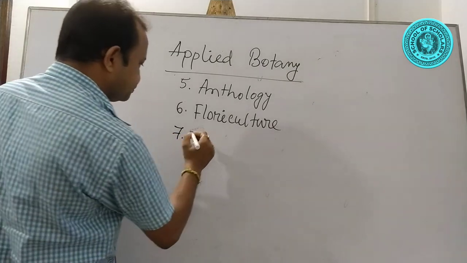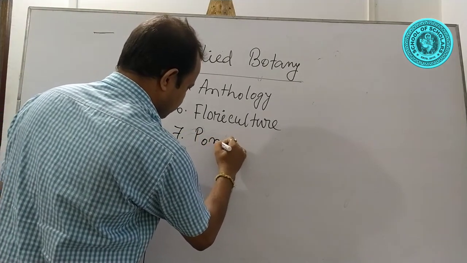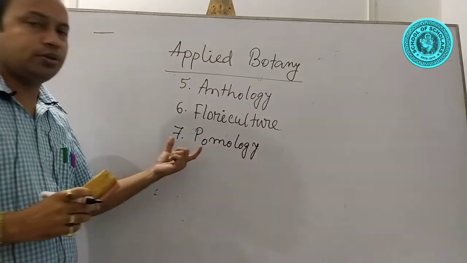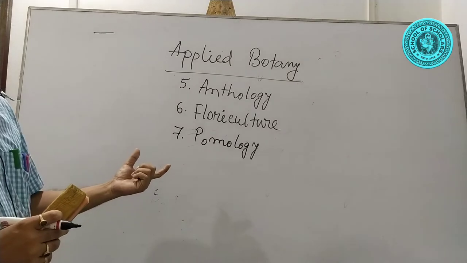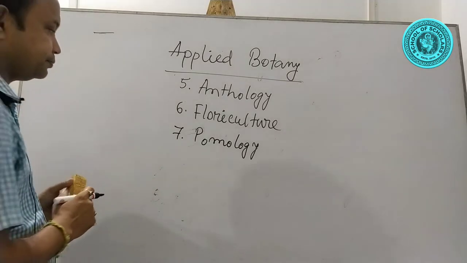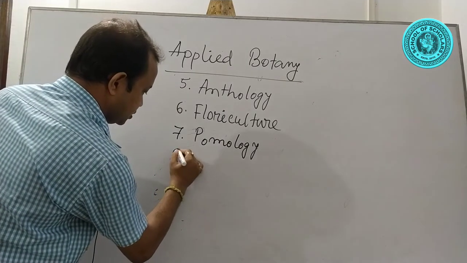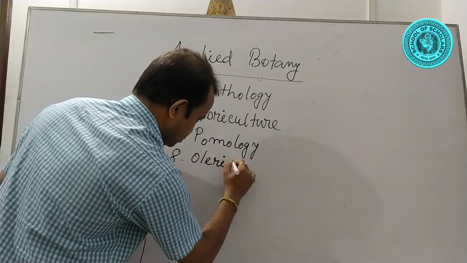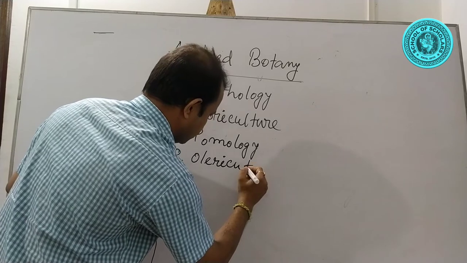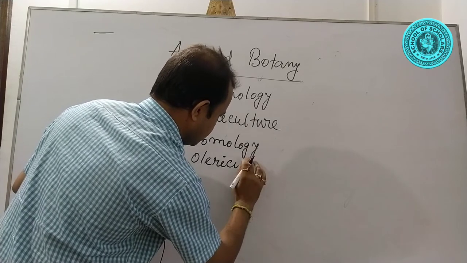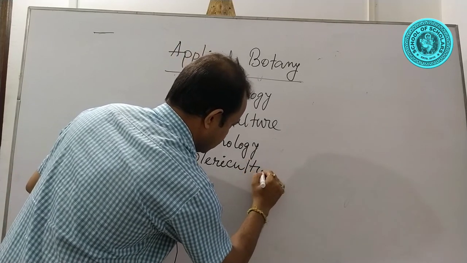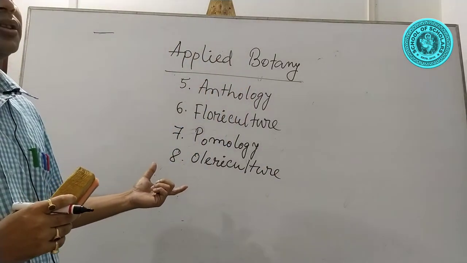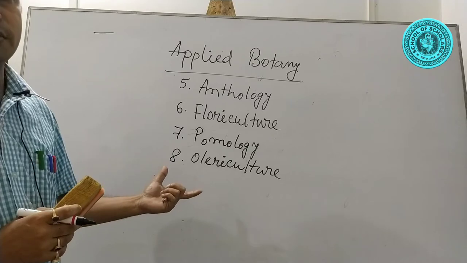Next one is pomology. Pomology means study of fruits. Next one is olericulture. Olericulture means study of vegetables.